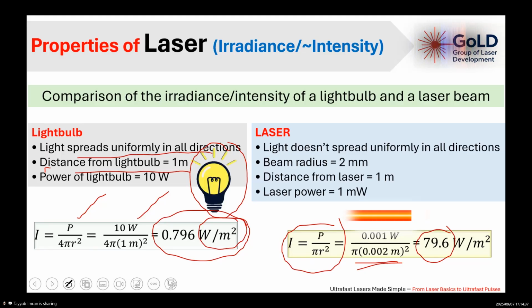And here you can see the beam radius, the distance is 1 meter, and the laser power is just 1 milliwatt here. And here is a 10-watt bulb. One more thing, which I will not tell you, but you have to figure it out by yourself: in this formula, 4 is used, but not here. So you have to figure that out.